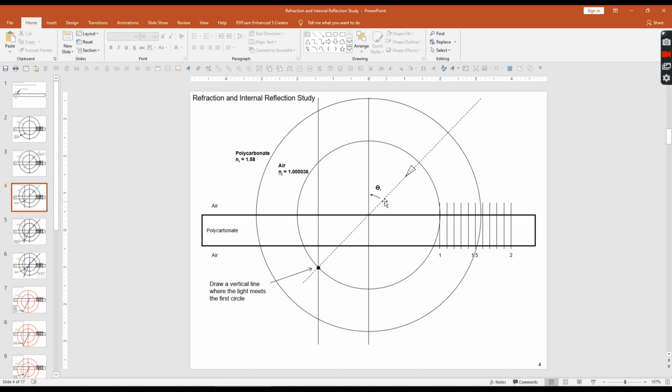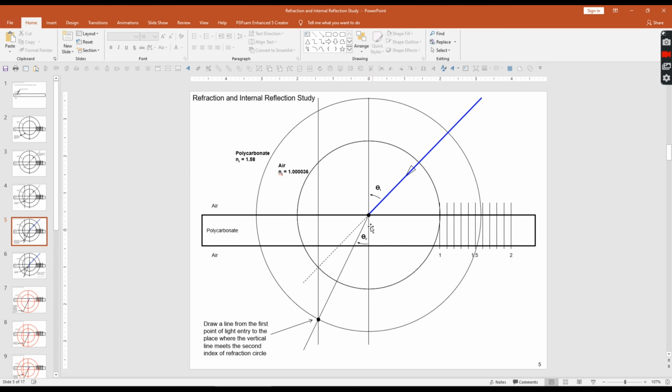This first angle to the vertical is going to be theta I, incidence angle. So where that light goes through the center, and wherever it first crosses the air index of refraction circle, then you will draw a vertical line through there. And it's easy with PowerPoint. You would just hold shift and draw your line. It locks it in to vertical or horizontal, and then you can shift it over to that exact position.